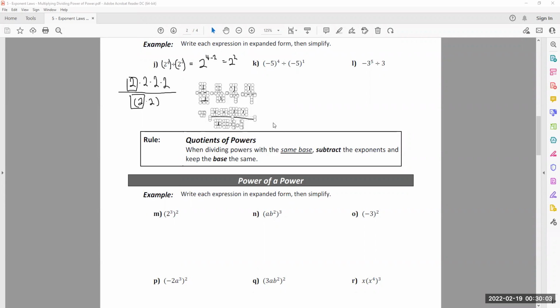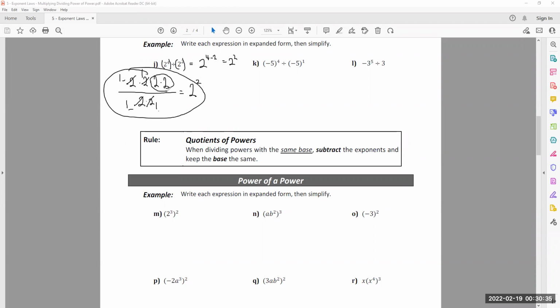So long story short, after all of that gregarious explanation, all you have to remember is if you are dividing, essentially 2 is being divided by itself. So anything divided by itself is a 1. And 2 divided by 2 and 2 divided by 2, we're basically reducing fractions. All that's left is 2 to the power of 2, because anything multiplied by 1 doesn't change anything. So instead of doing all of this, knowing that this is what's happening, we can take a shortcut and simply look at the exponents and subtract.